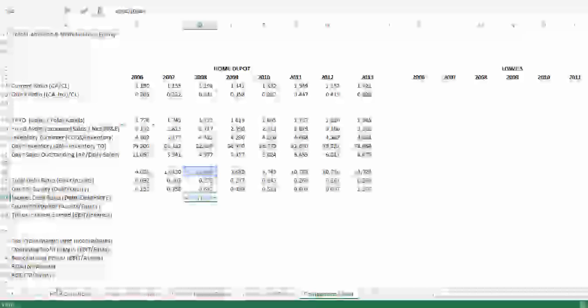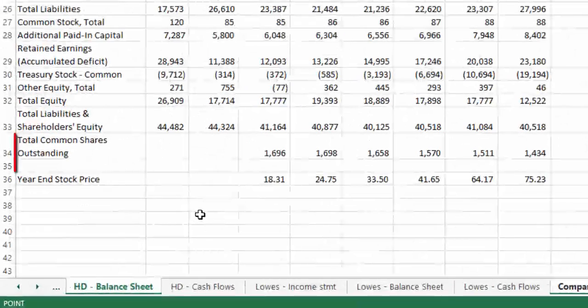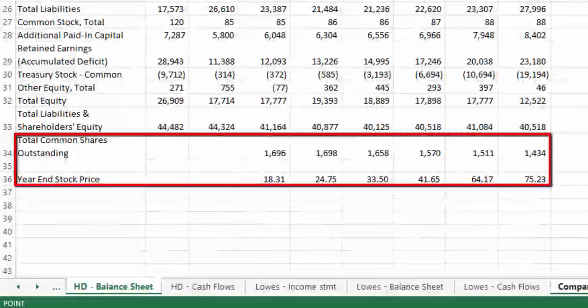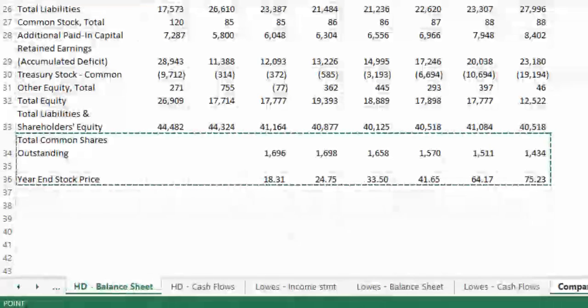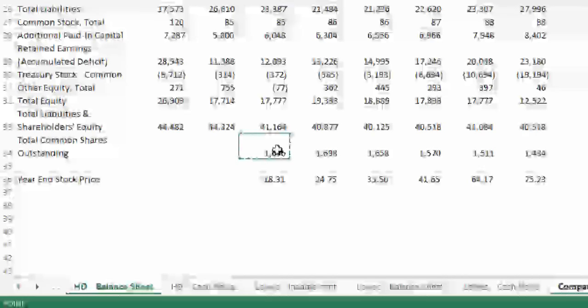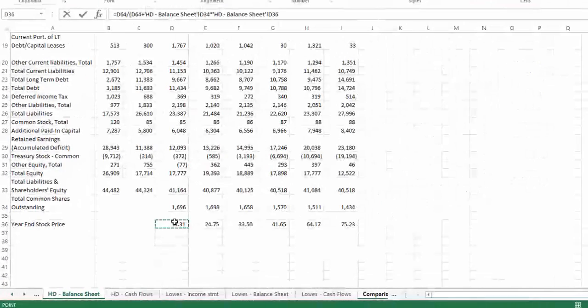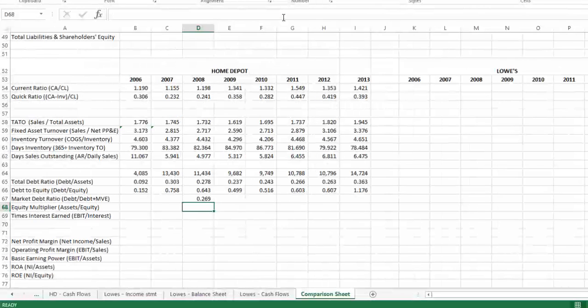And so if I go again back to the balance sheet, down here at the bottom, I've got the number of shares outstanding and the year-end stock price. And if I take the product of those two numbers, I will have the market value of equity. And so for 2008, we're going to take that number multiplied by this number, and that will give us the market value of equity. Let me just put some parentheses here to fix up the formula.